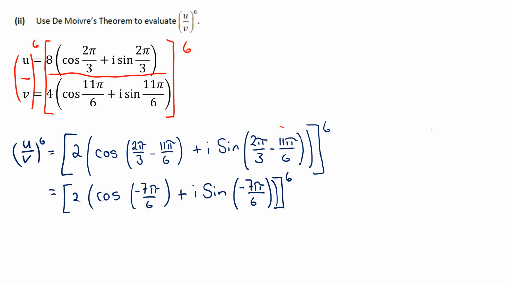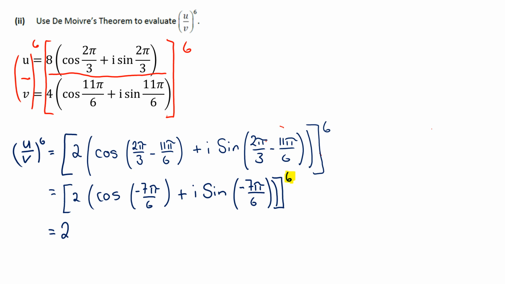You could convert them, but because they've asked us to evaluate u over v, and evaluate means find a value, and that doesn't scream to me polar form. That tells me we're going to get just a number answer. So we're not going to leave those angles there. So there's no need to convert. The calculator will do a lot of that work for us. So I'm going to apply de Moivre's theorem now, that power of 6. So you can use page 20 to help.